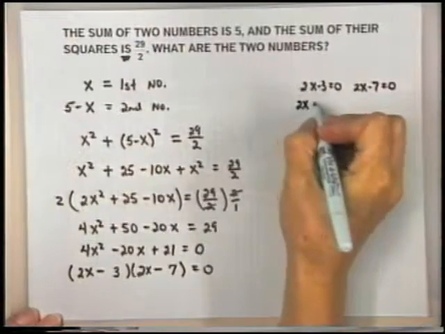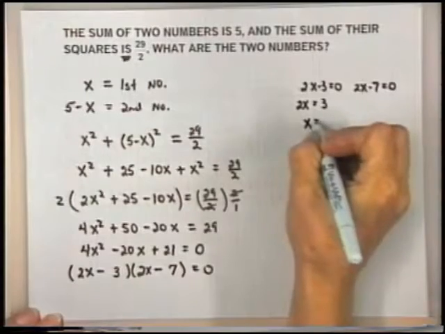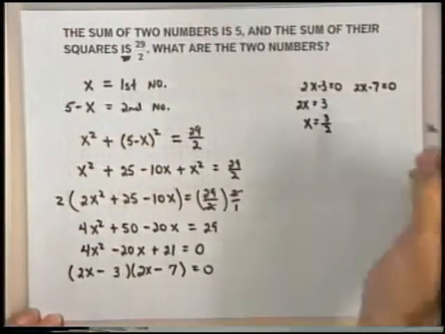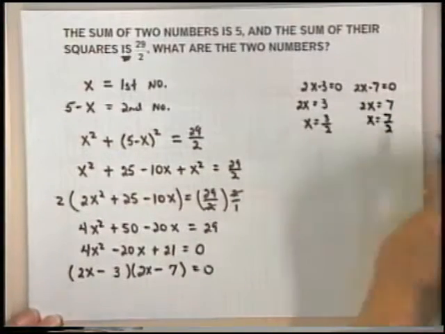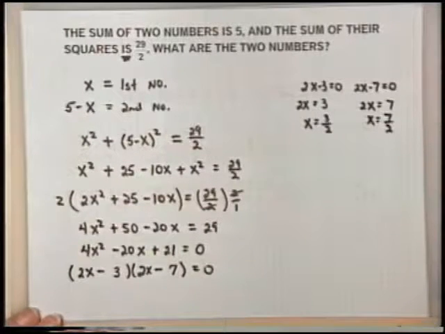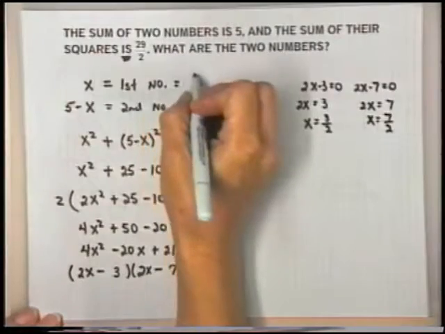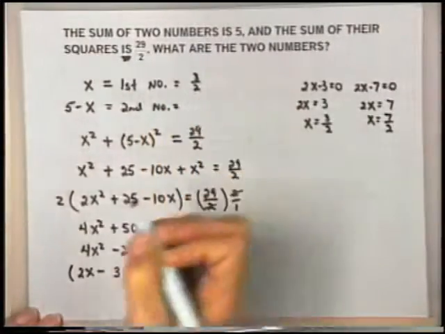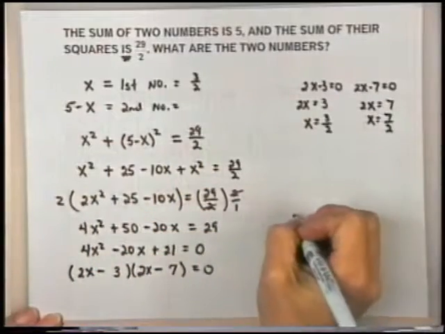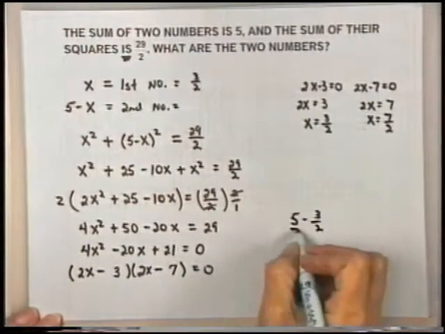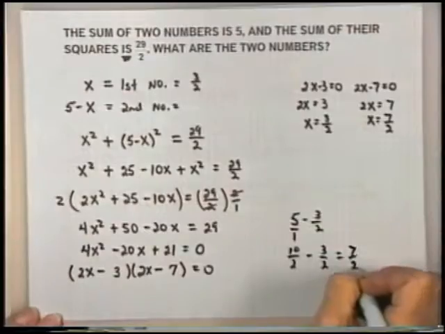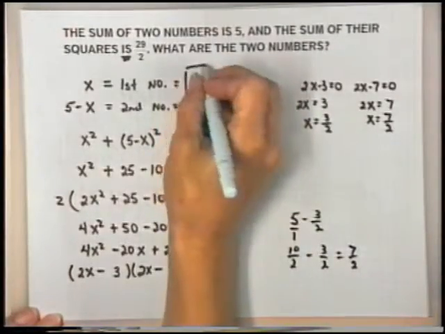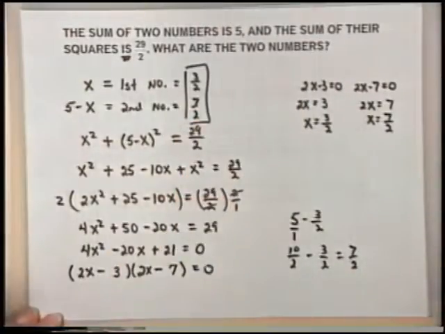Solving for x, in this first equation, 2x equals 3. Dividing by 2, x equals 3 halves. In our second equation, 2x equals 7. Dividing by 2, x equals 7 halves. Again, we have two choices for x. So let's try our first choice of 3 halves for x. If I do 5 subtract 3 halves to get that second number, put 5 over 1, this is 10 halves, subtract 3 halves, which gives me 7 halves for my second number. 3 halves plus 7 halves is 5, so our numbers add to 5.